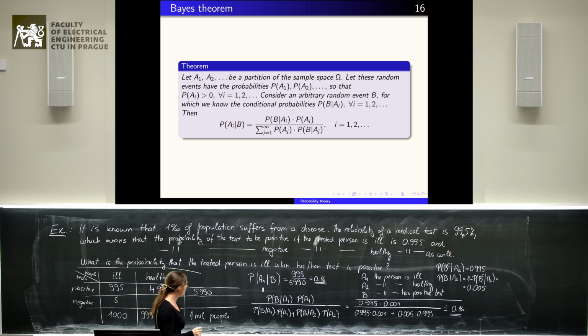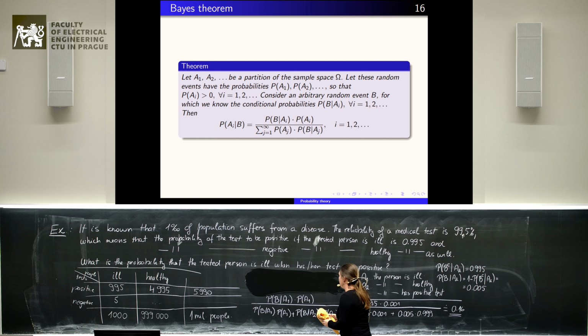Okay, just briefly, the proof of Bayes theorem. I will show you the proof on this formula. From the definition, we know that it is the probability of A1 intersected by B times the probability of B.